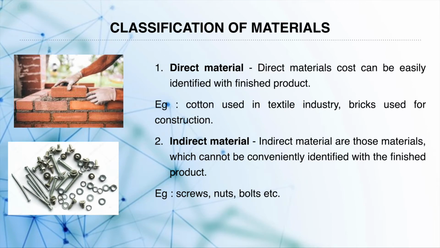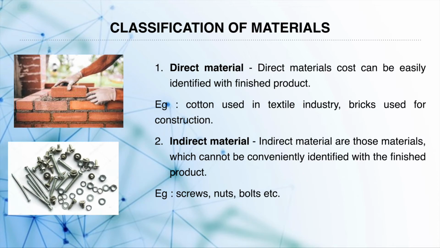The cost of bricks. Let's say, for example, furniture. What is easily identified? The amount of wood they have used, or the cost of wood used in the furniture. Cotton used in the textile industry. All these are easily identifiable. The moment you look at it, you know this is the material cost of this particular product.